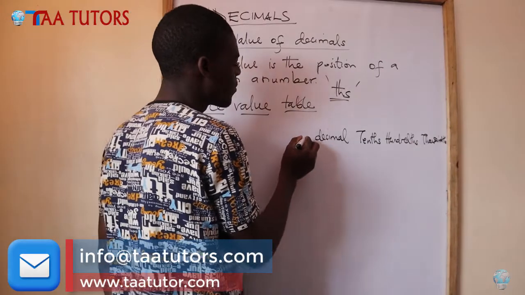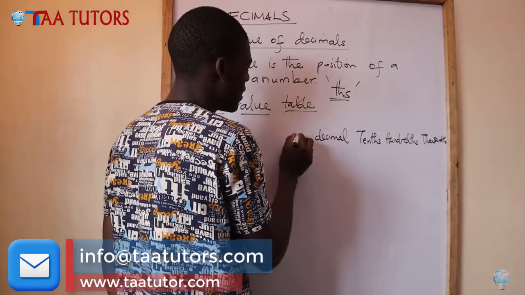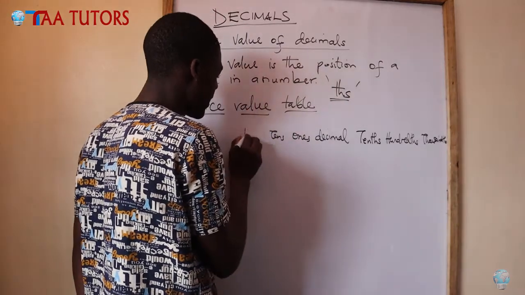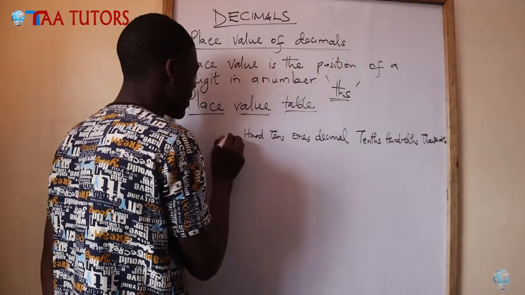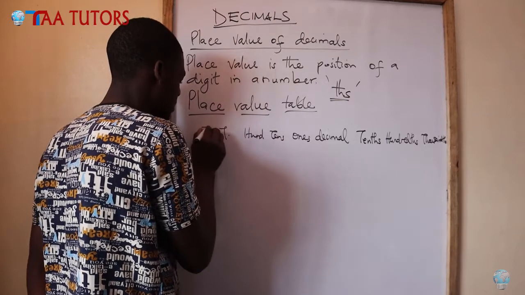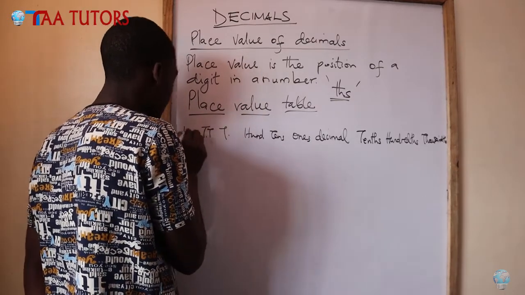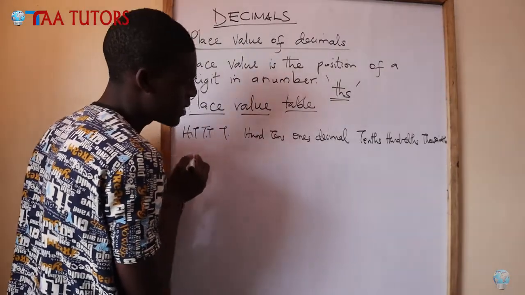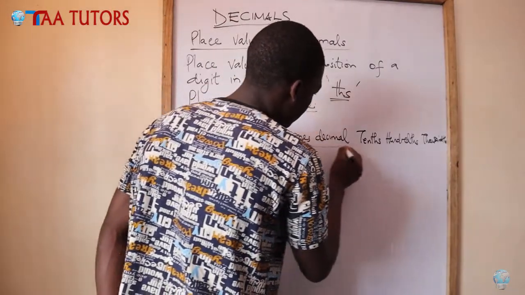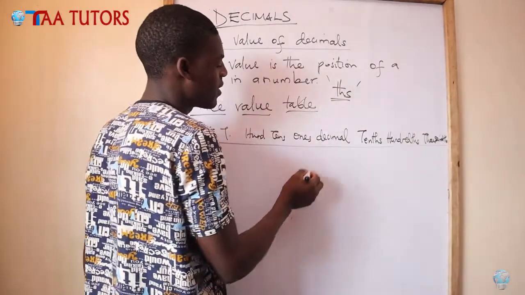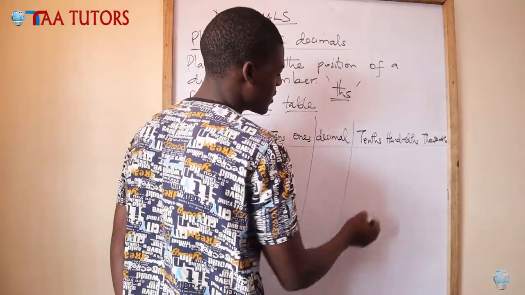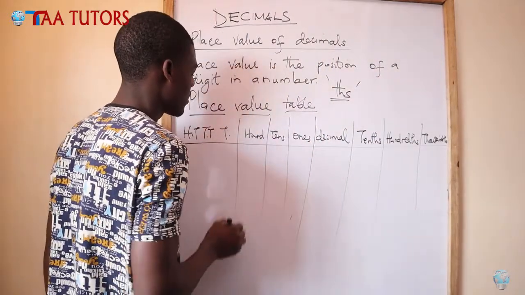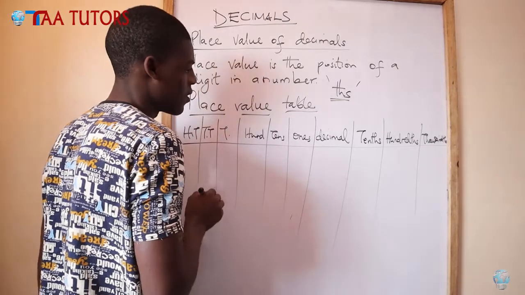On this side of the decimal point, that is the whole number part, we will have ones as normal, then tens, hundreds, thousands, 10,000, then 100,000 as we move to a million. So this is the way it is. This is now the place value table, but we are now including the decimal point. That is the basic thing here, because we are now dealing with decimals, not all numbers.